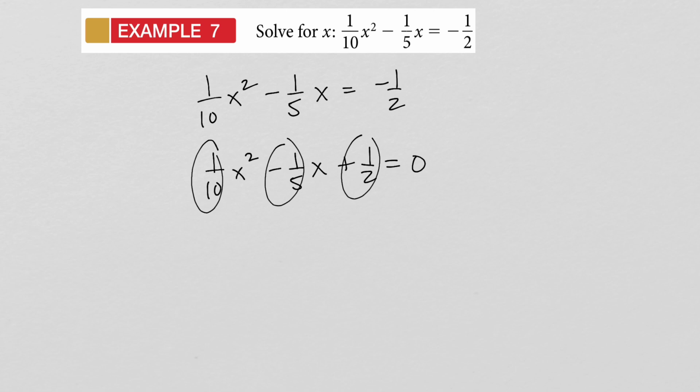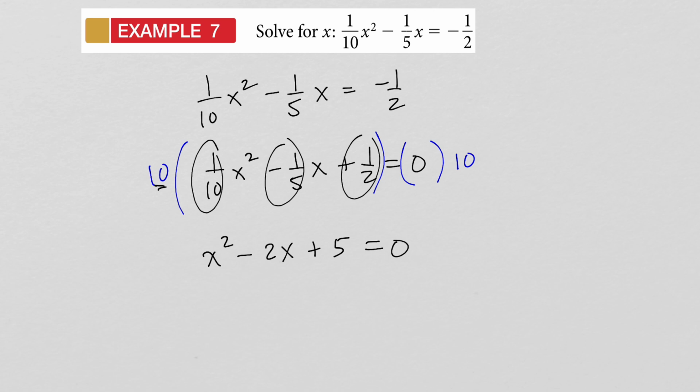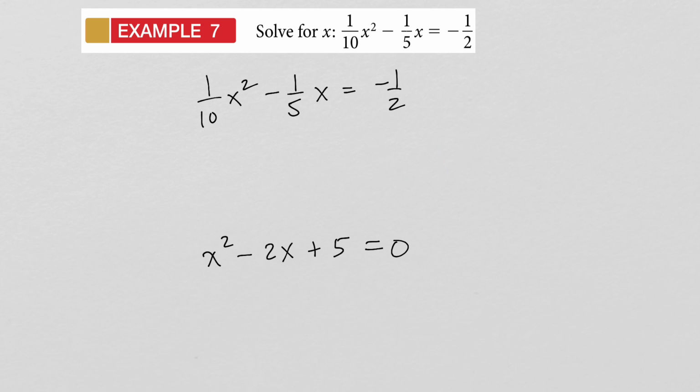So what I'm going to do instead of using those numbers is I'm just going to multiply both sides by 10. Because when I multiply by 10 here, this is going to become x squared. And then 10 times negative 1/5 is negative 2, so negative 2x. And 10 times 1/2 is positive 5. That's a much nicer equation, right? And I apologize if you can't really see what I did there. Basically, I just multiplied this by 10 on both sides. And then I just moved this term over, okay?